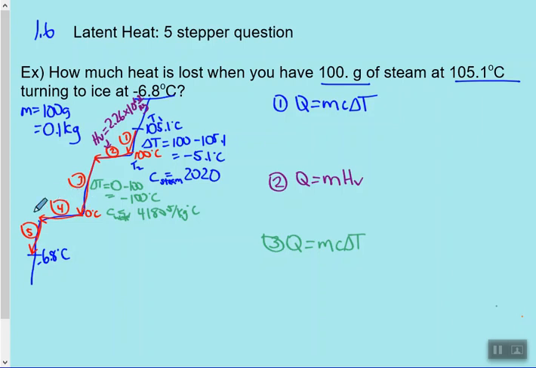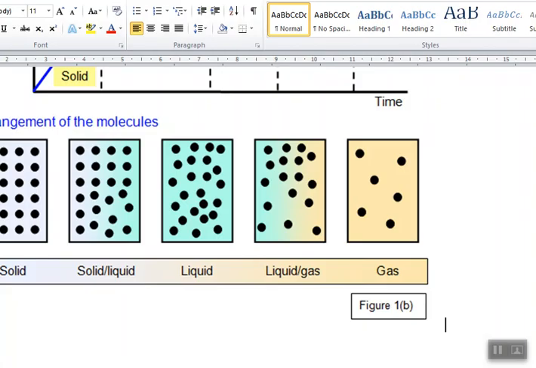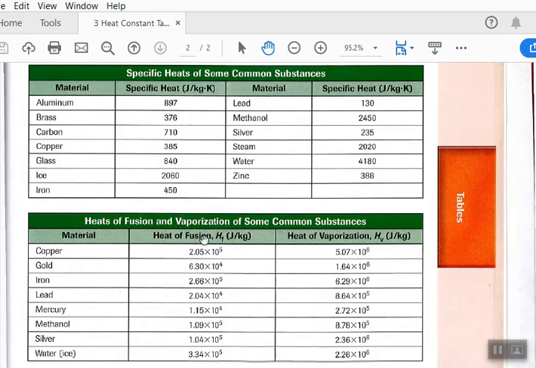step number 4, can't use Q equals mc delta T. This will have to be our Q equals mHF, our heat of fusion, which we could check from our staircase in our notes. And so I need to look up my heat of fusion for water and ice. So grabbing our heat of fusion, 3.34 times 10 to the 5.